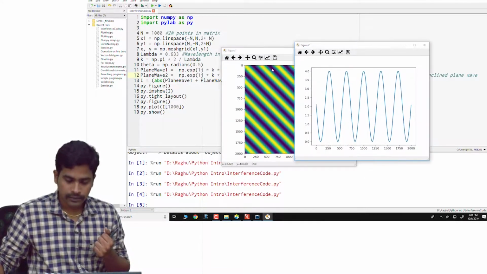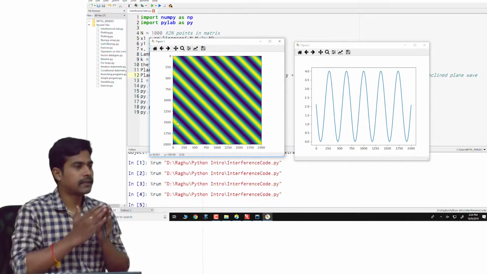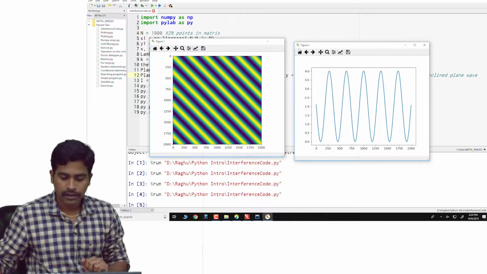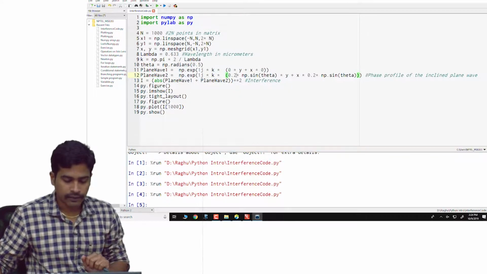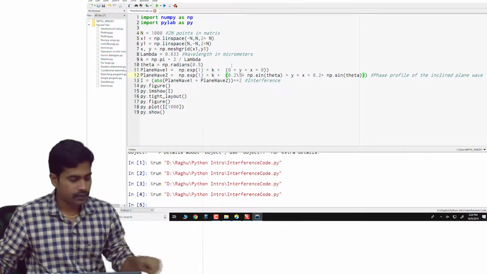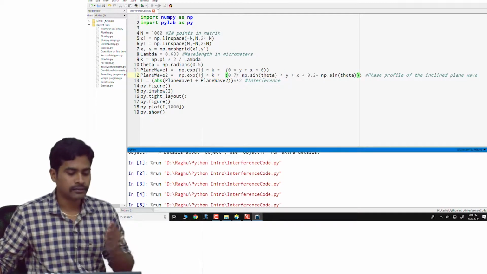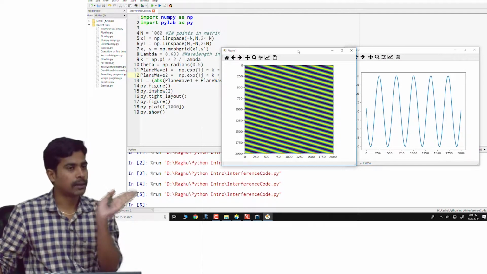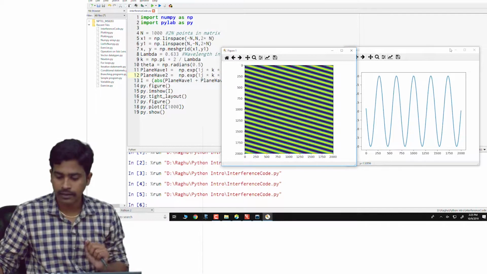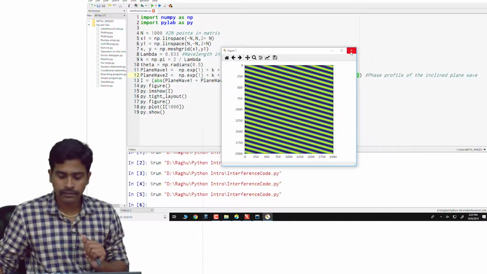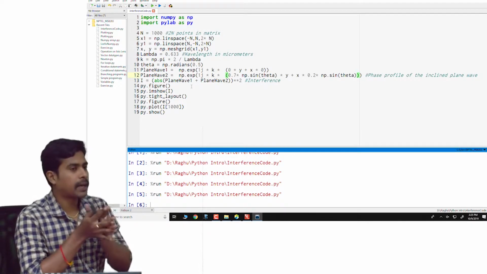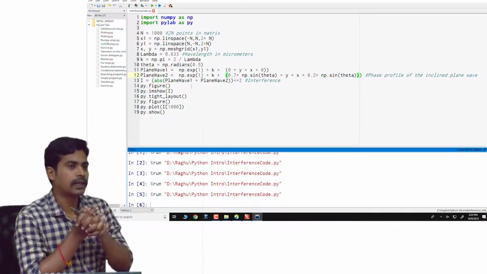you can see the fringes have shifted in the xy direction. And if you give more weight to one of these, you will start to notice the fringes also varying. Now they are more along the y direction, sorry, x direction. So, these are the parameters that you have in your hand to control the interference.